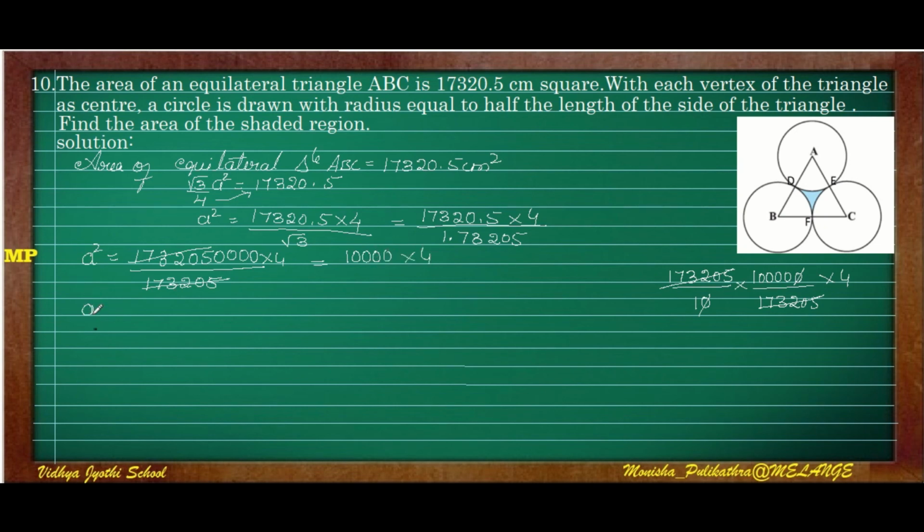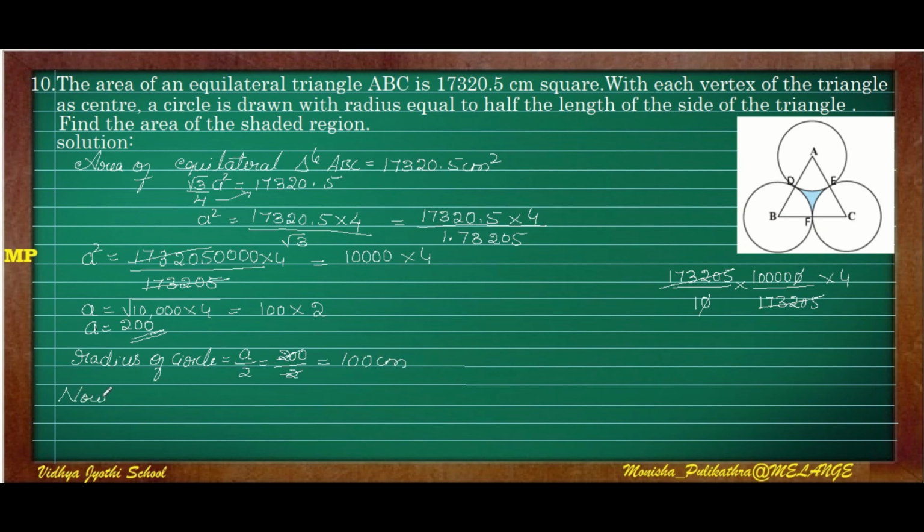Here it is a square. So a is equal to square root of 10,000 into 4. So the square root of 10,000 is 100, into the square root of 4 is 2. So the value of a is 200. So this is the value of a. Next, we know that the radius of a circle is half of the side. So radius of circle is equal to a by 2. So 200 divided by 2 is equal to 100 centimeter.